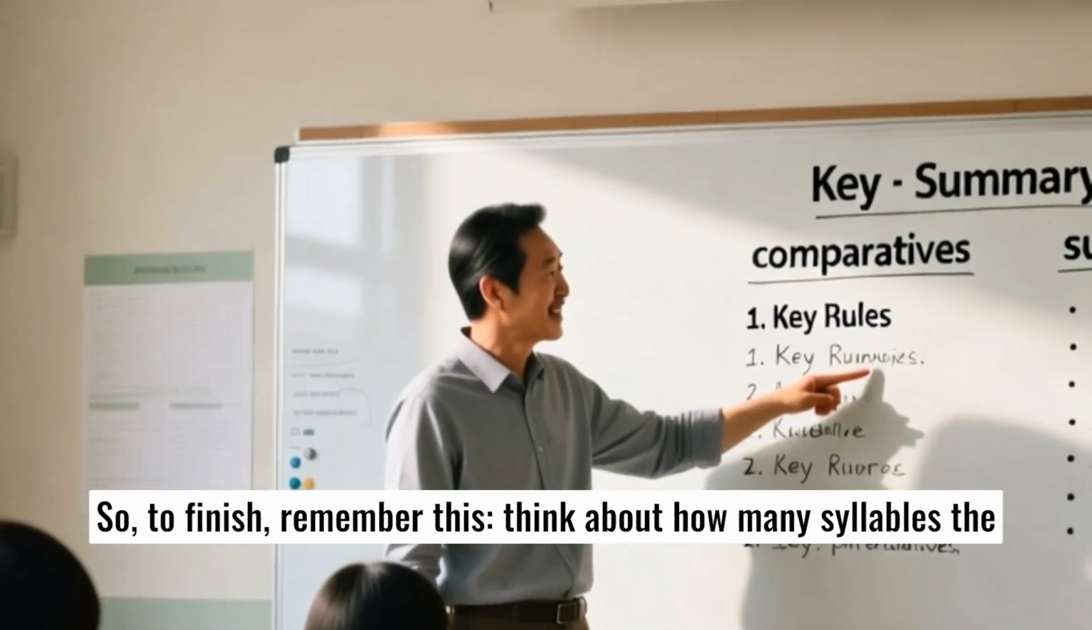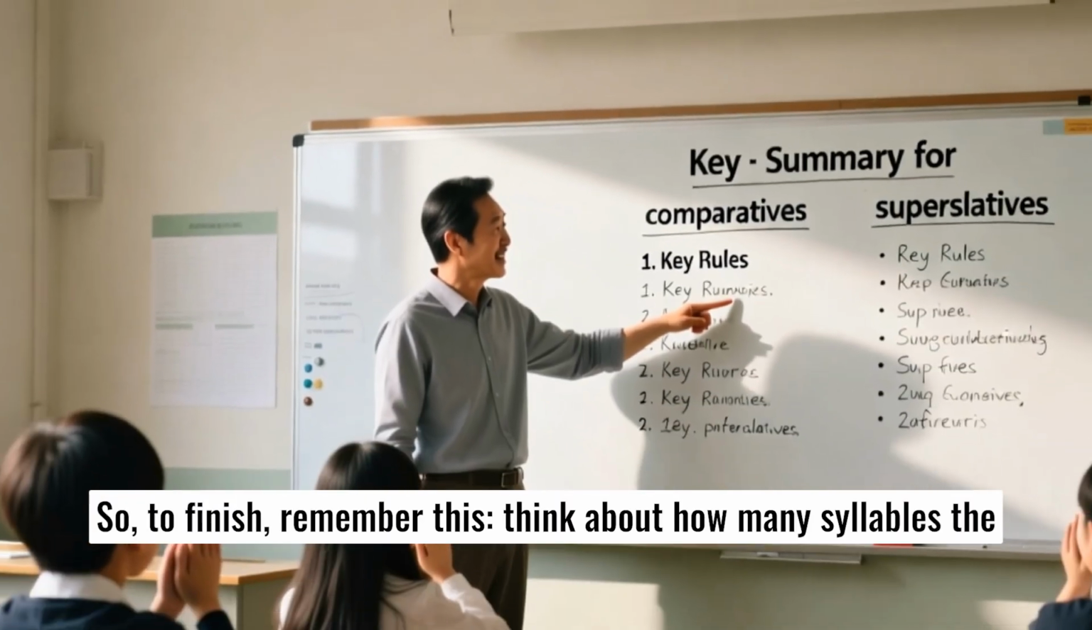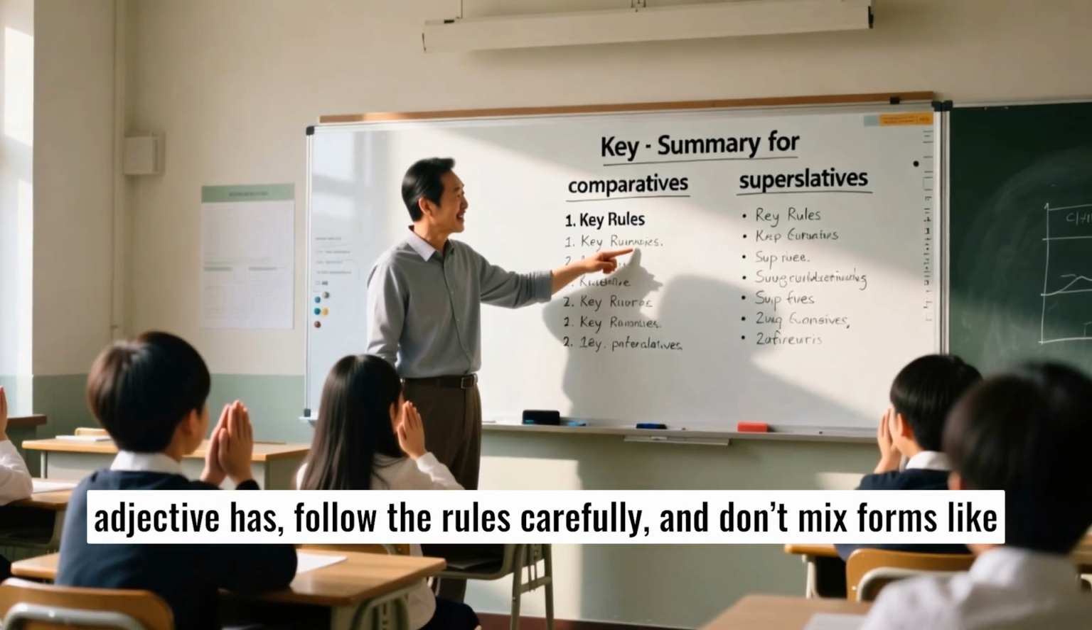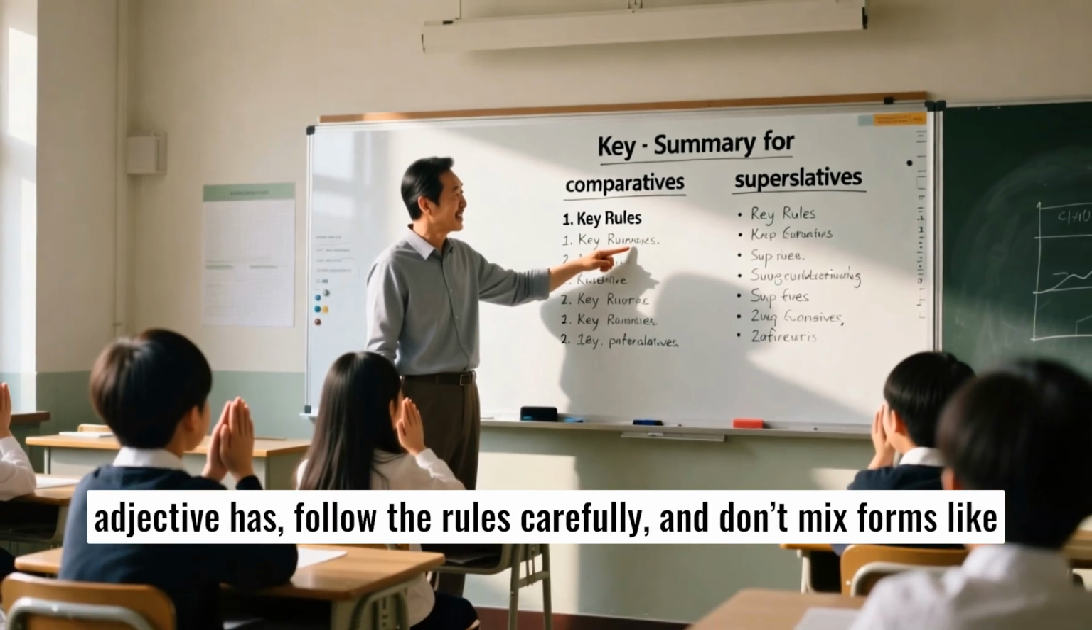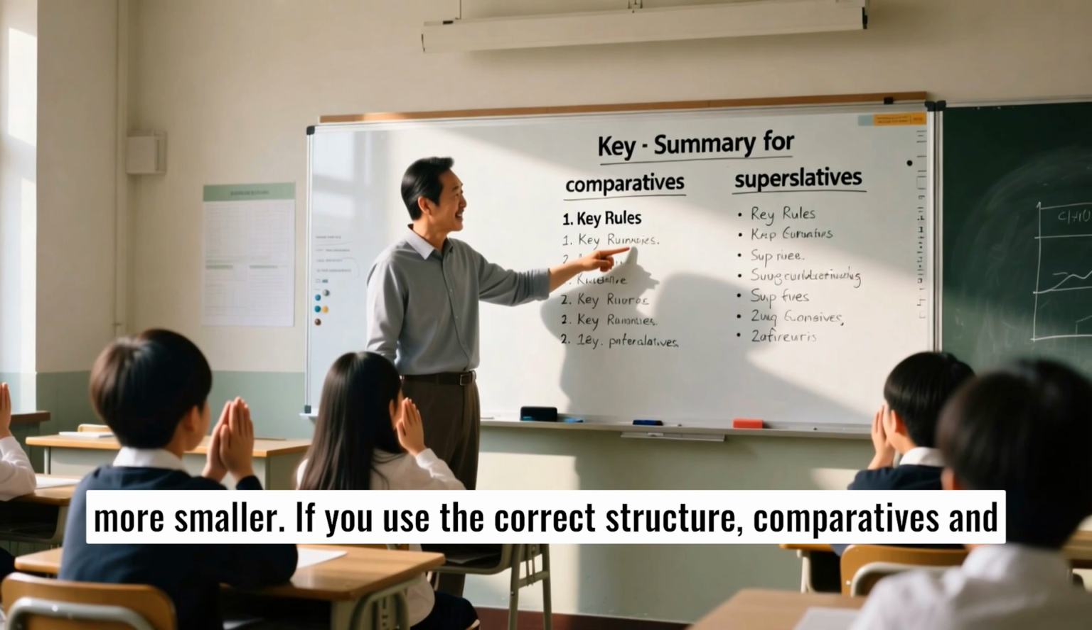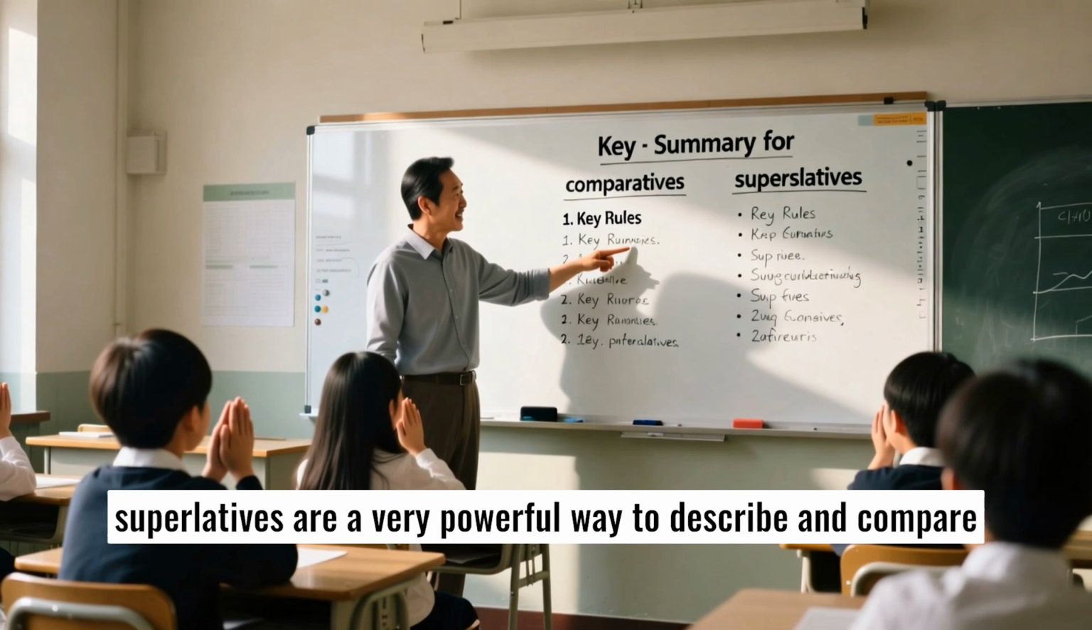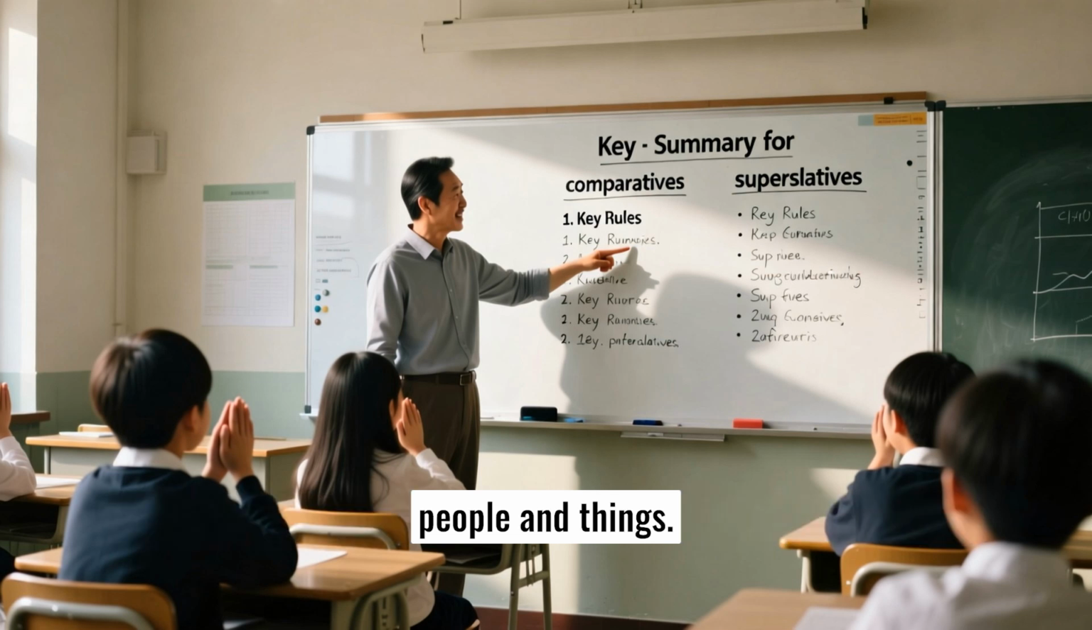So, to finish, remember this. Think about how many syllables the adjective has, follow the rules carefully, and don't mix forms like more smaller. If you use the correct structure, comparatives and superlatives are a very powerful way to describe and compare people and things.